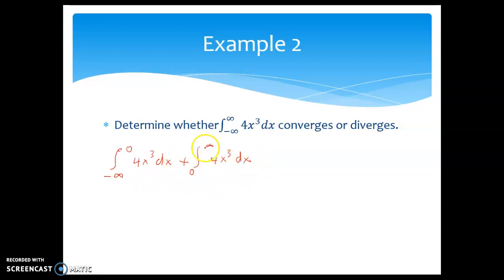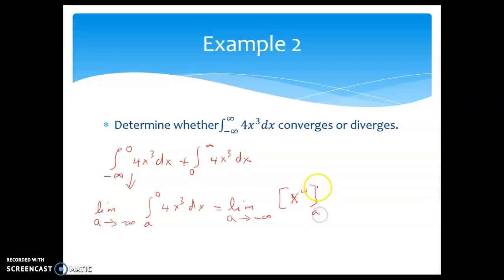So if any of these diverges, that means the whole thing diverges. So let's take this first integration first. So we're going to say limit as a goes to negative infinity of the integral from a to 0 of 4x cubed dx. That gives you the limit as a goes to negative infinity of x to the 4th evaluated at a and 0.